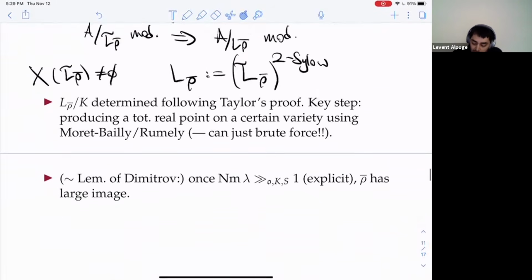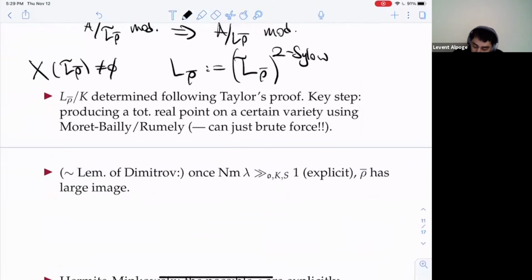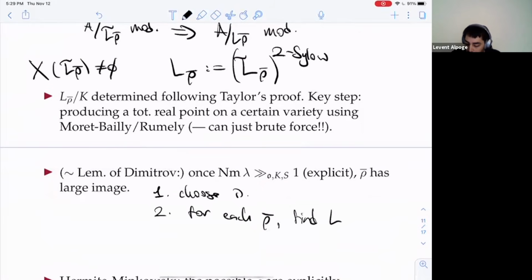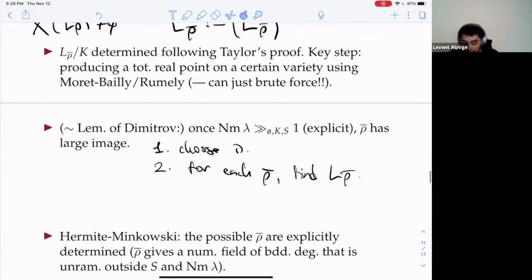So let me write it like this. Step 1: you choose lambda. You can choose lambda because you have this explicit bound, so you just choose lambda sufficiently large. Step 2: for each rho bar, find L rho bar by doing the Taylor argument. I haven't told you why I can loop over the rho bars. That's much easier. That's just Hermite-Minkowski.